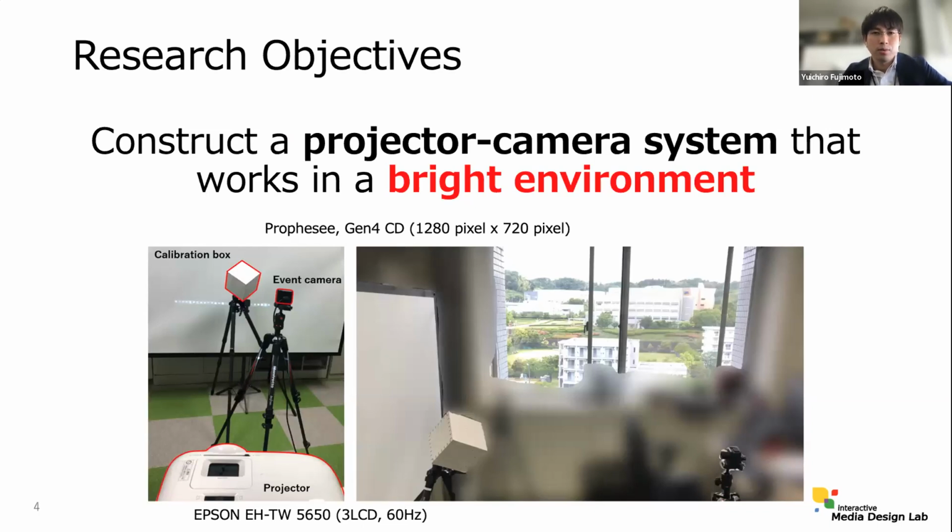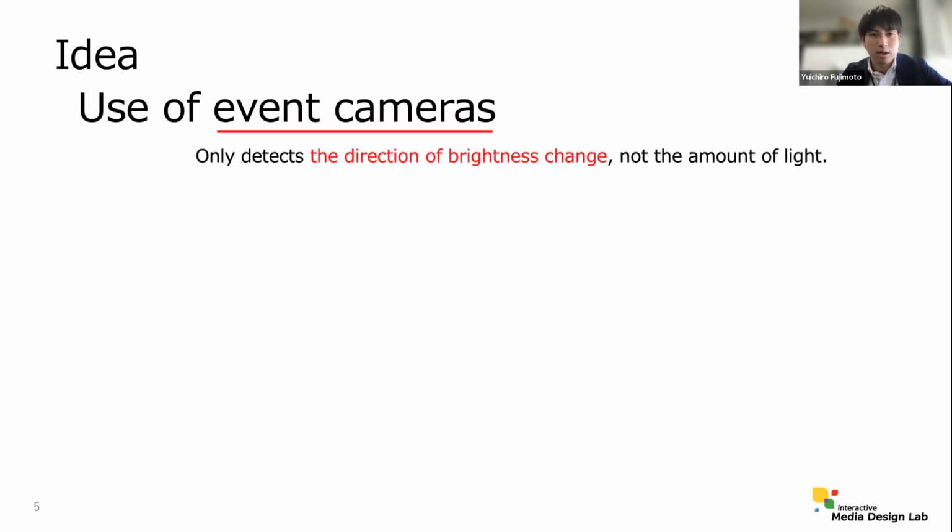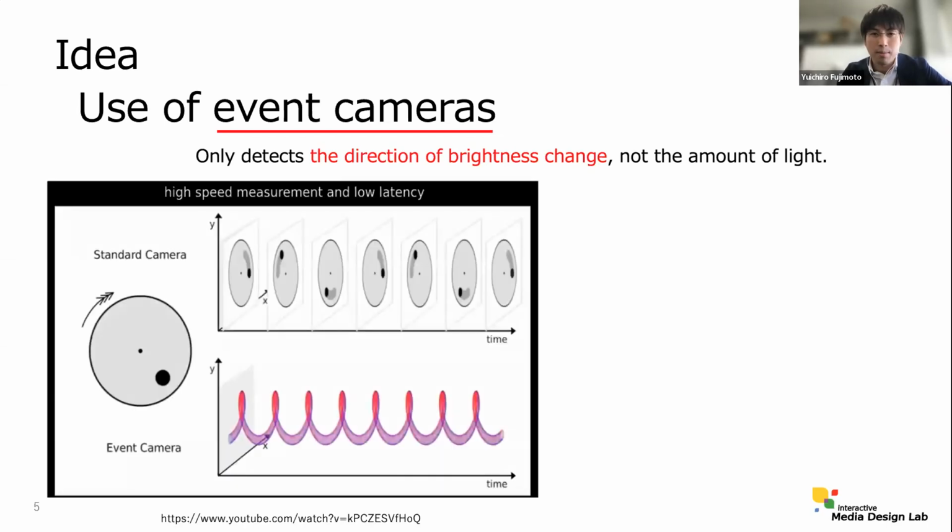The purpose of this research is to propose a calibration method to construct a projector-camera system that can work in a bright environment. The idea is to use an event camera, which has recently started to be used mainly in the computer vision field. While a normal camera observes the amount of light at each pixel, this camera detects the change of brightness at each pixel. This information on brightness change is called an event.